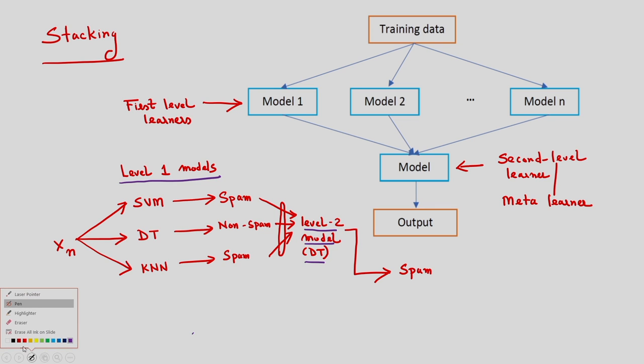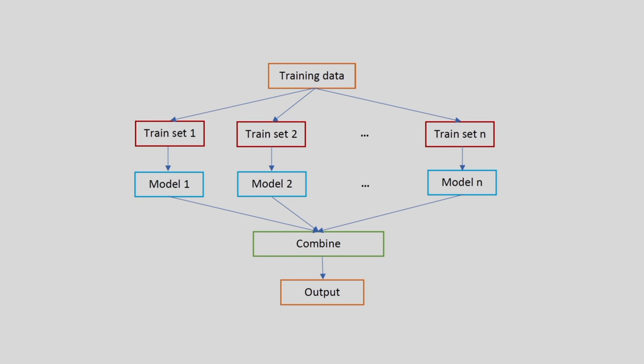Now let us discuss the concept of bagging. In this figure I have shown the concept of bagging. In this case I have a training data set, and from this training data set I am getting a number of training data sets, like training set 1, training set 2, training set n. All these training sets I can obtain from the original training data set, and in this case I am applying the principle of sampling with replacement. That concept I will explain later on, that is random sampling with replacement.